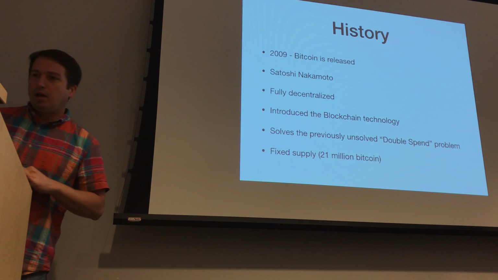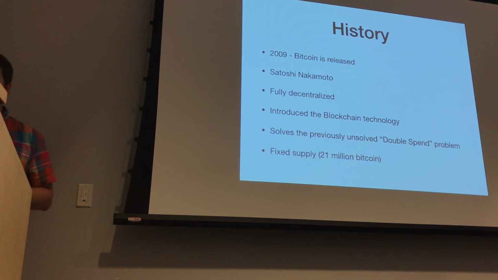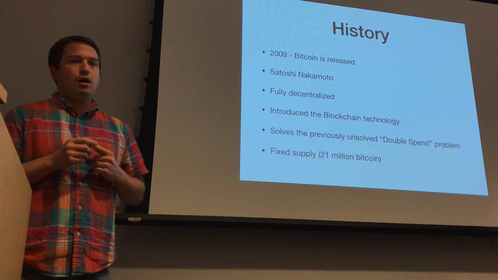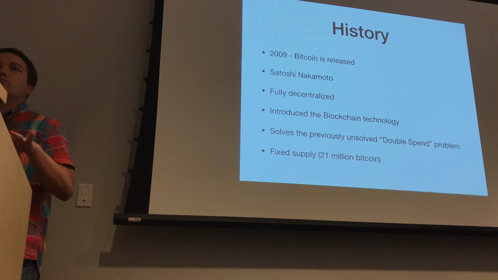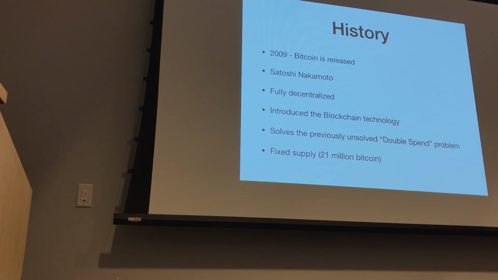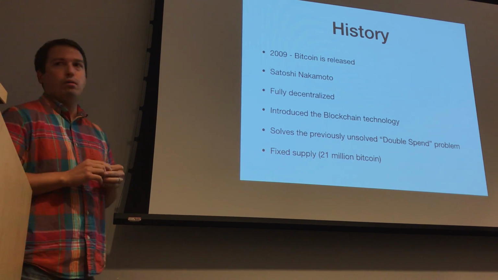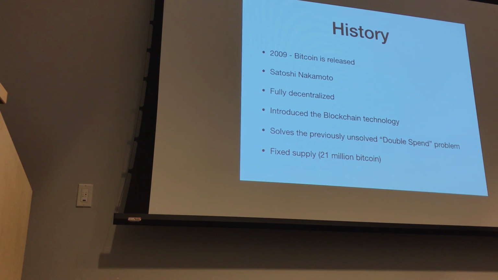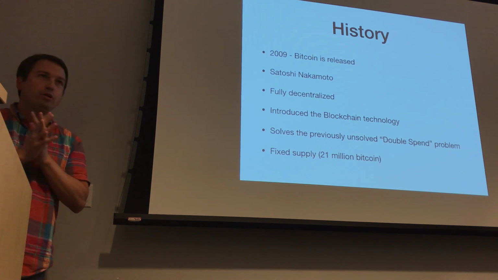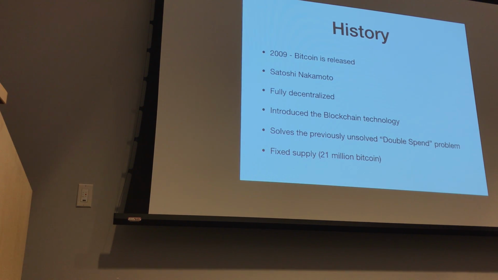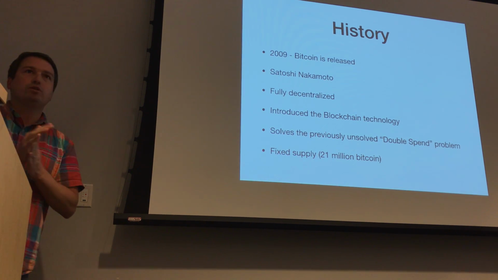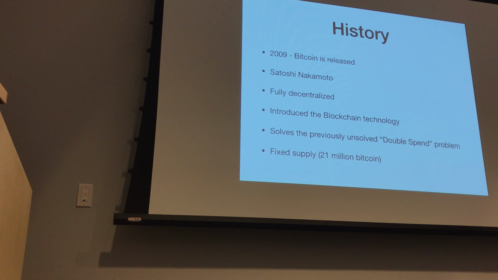In 2008, Bitcoin came along, and Bitcoin solved a really hard problem, which a lot of the other cryptocurrencies couldn't. It's called the double spend problem, and we'll talk about that. But starting in 2009, Satoshi Nakamoto, who is a person or a group of people, nobody really knows, created a fully decentralized cryptocurrency. This was the introduction of the blockchain, and their goal was to create a currency where there is a fixed supply.